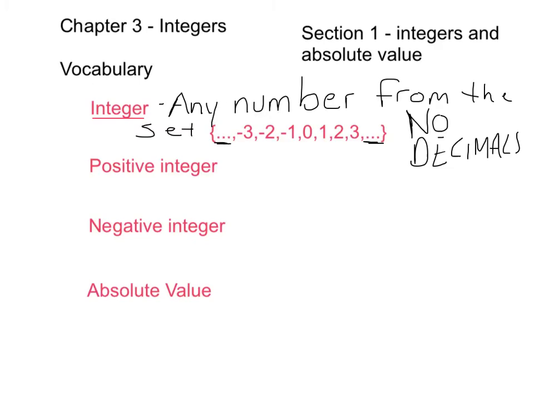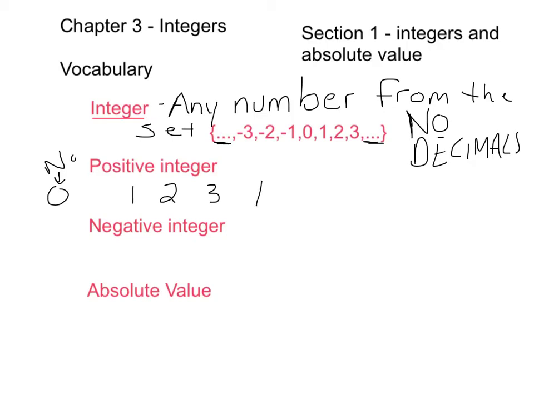So positive integers, that might be obvious to you by now. A positive integer is just an integer that's positive. Okay? So if you look above, out of those 7 numbers, which ones are positive? 1's positive, 2's positive, 3's positive. 0, that doesn't count as positive. Okay?